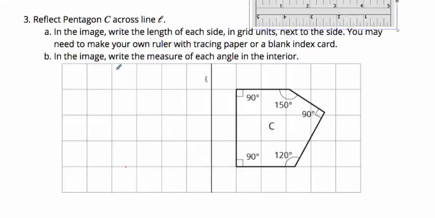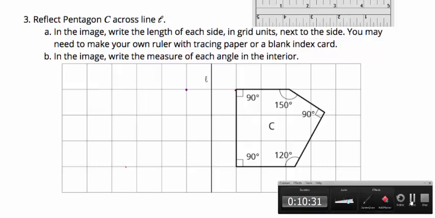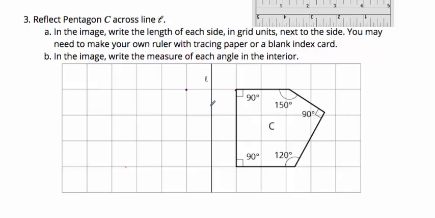Let's look at a reflection. Okay, it says number 3, reflect pentagon C across line L, across this line here, line of reflection. In the image, write the length of each side in grid units next to the side. Okay, so this point here is going to reflect over this line. Because when we reflect, corresponding points are the same distance from the line of reflection.